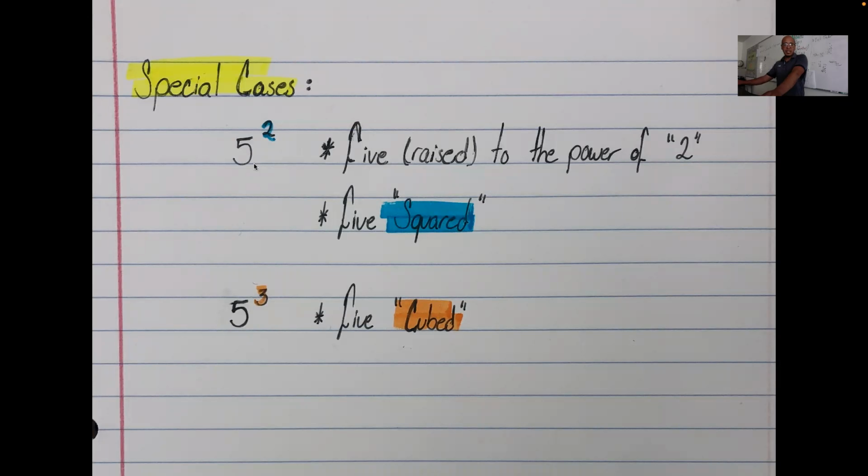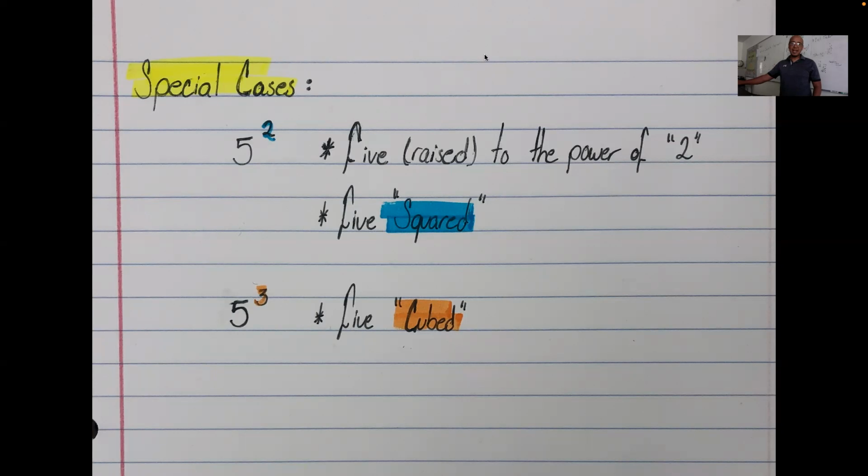The first being that anything raised to the power of 2, ladies and gentlemen, is said to be squared. We will cover the why later when we go into geometry. But for now, just know that anytime you have something raised to the second power, instead of saying 5 to the second power or 5 to the power of 2, I can say 5 squared. Like 11 raised to the second power would be 11 squared. Or if they said, what is 4 squared? Then that's just 4 to the second power.